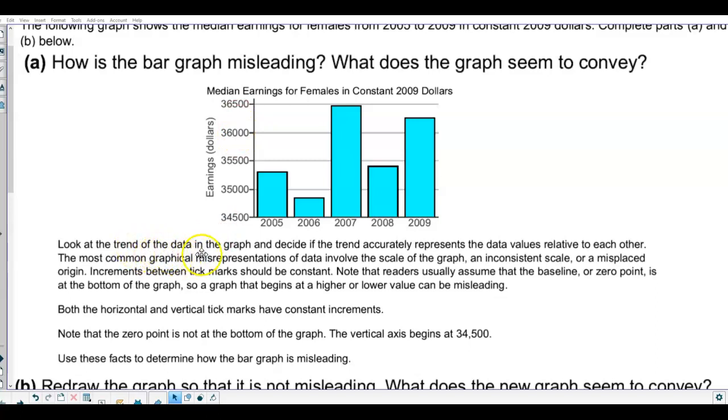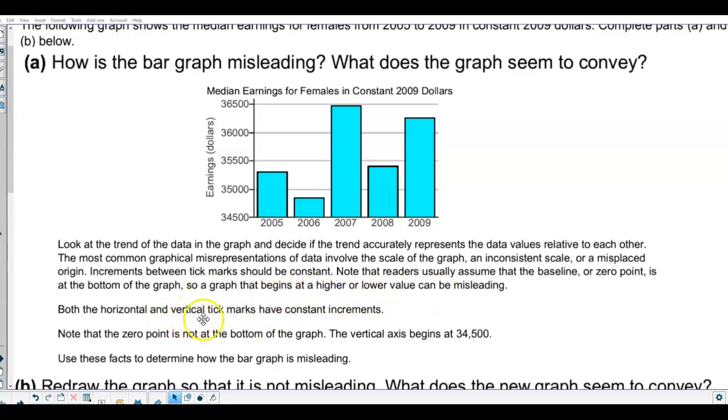Now, if you look at the trend of the data in the graph and decide if the trend accurately represents the data values relative to each other, the most common graphical misrepresentations of data involve the scale of the graph, an inconsistent scale, or a misplaced origin. Increments between tick marks should be constant. Note that the readers usually assume that the baseline or 0 point is at the bottom of the graph, so a graph that begins at a higher or lower value can be misleading.